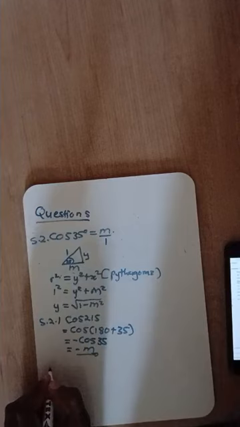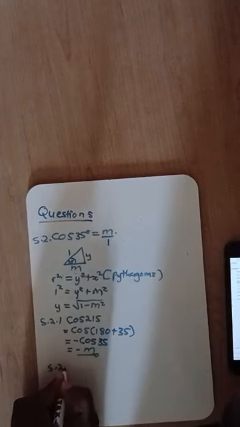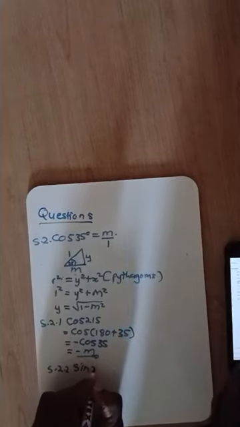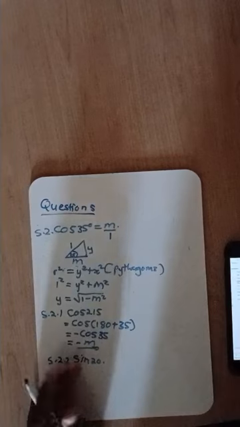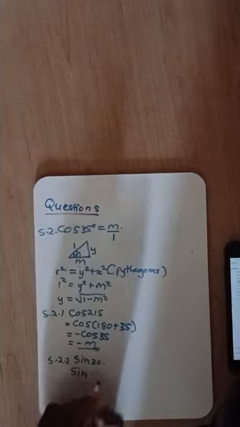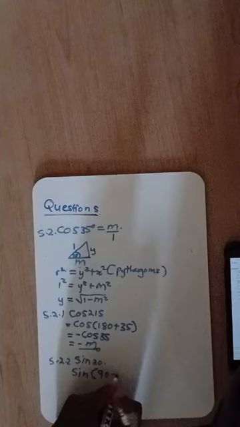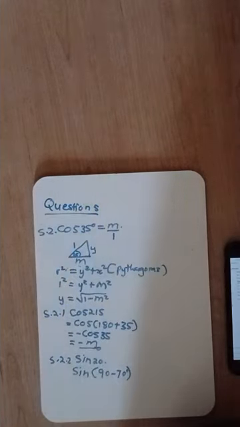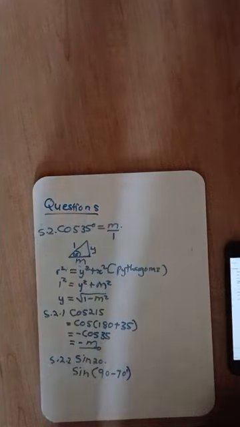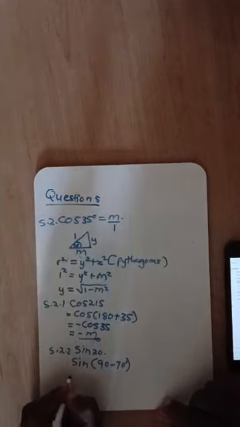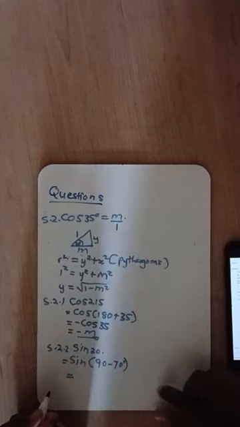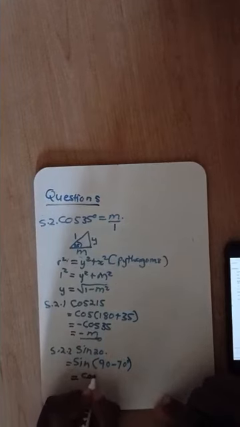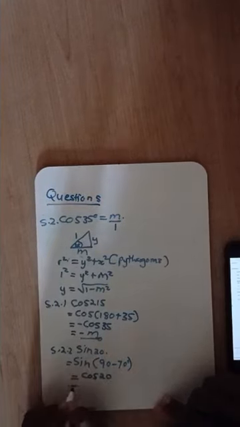And then we go to 5.2.2. They say sine of 20. So to get sine of 20, this is simply going to be sine of 90 minus 70. Just like that. If we subtract 70 there, we're going to have sine of 20. And then we know that sine of 90 minus something is going to be a positive cos of 70.